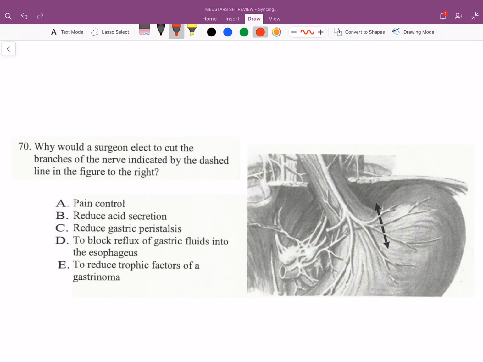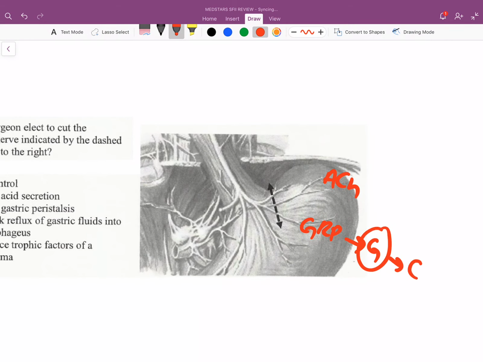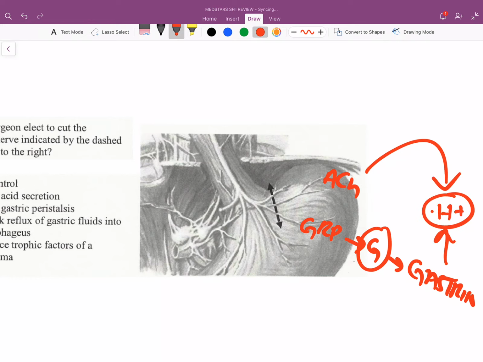All right, the question says, why would a surgeon elect to cut the branches of the nerve indicated by the dashed line in the figure to the right? Well, remember, what are these nerves releasing? These nerves are releasing acetylcholine, and they're also releasing GRP. GRP is going to act on the G cells to secrete gastrin. And both acetylcholine and the gastrin are going to act on the parietal cell to secrete hydrogen ion.